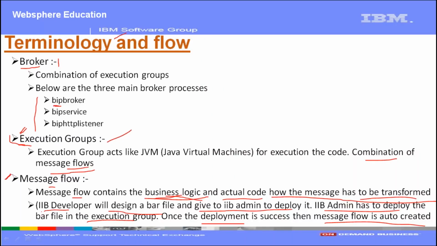Okay. So the thing is, the IIB developer designs a bar file. So what is this bar file? I will tell you. Bar file stands for broker archive file, where the actual business code is written by the developer. Once the code is written, the developer designs a bar file, and this bar file is given to the IIB admin. Now the IIB admin will deploy the bar file in the execution group so that the message flow is auto created. That's how the message flow is going to be created. Message flow creation means the IIB admin is going to deploy a bar file in the execution group.